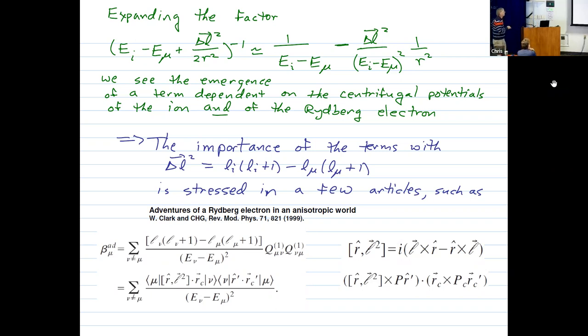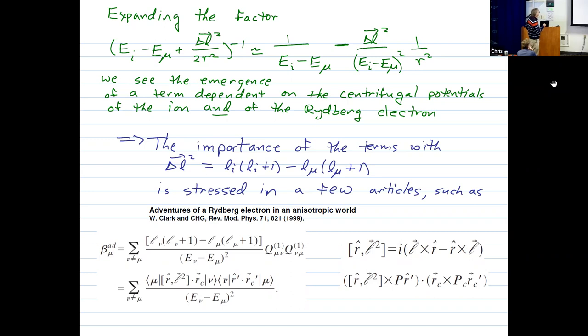How to analyze that, we had to develop with my graduate student William Clark, and it is summarized in this Reviews of Modern Physics article published in 1999, summarizing the experimental and theoretical story about this. One way to look at it is that now when you put this delta L squared term in, it's going to give a 1 over r squared times the 1 over r. So it'll give an overall 1 over r six in the long range interaction.